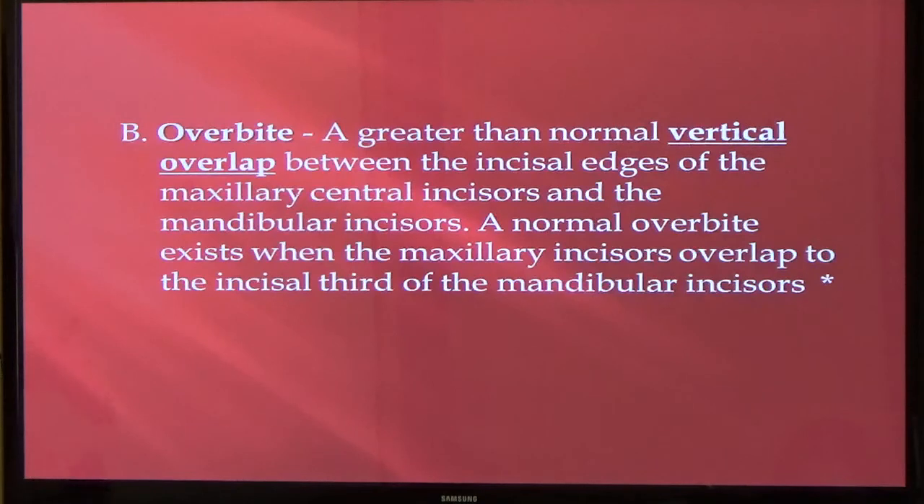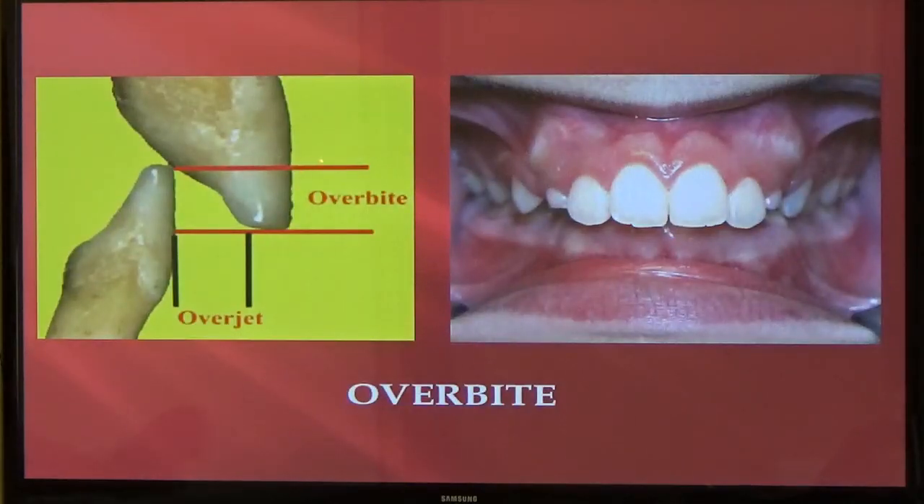Overbite, it's the vertical measurement. Okay, overbite is the vertical overlap. So overjet is front to back. So like this. Overjet is this. Okay, overbite is the vertical. So this is the horizontal, this is the vertical. Okay, so we're measuring this.